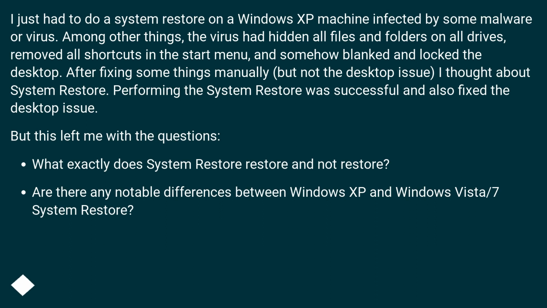After fixing some things manually, but not the desktop issue, I thought about System Restore. Performing the System Restore was successful and also fixed the desktop issue. But this left me with the questions: What exactly does System Restore restore and not restore? Are there any notable differences between Windows XP and Windows Vista/7 System Restore?